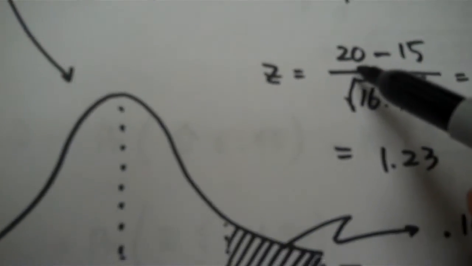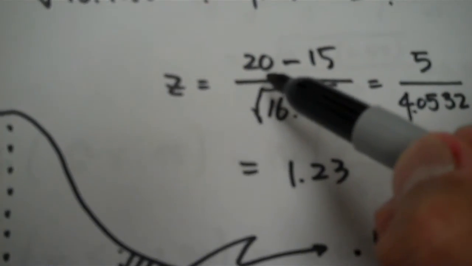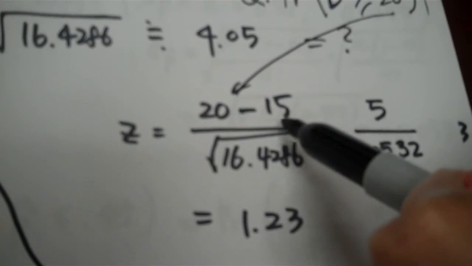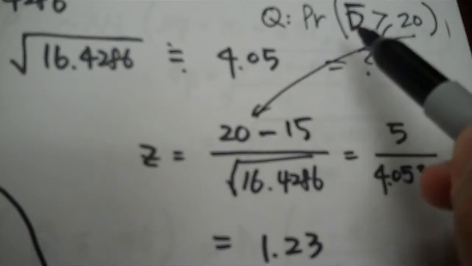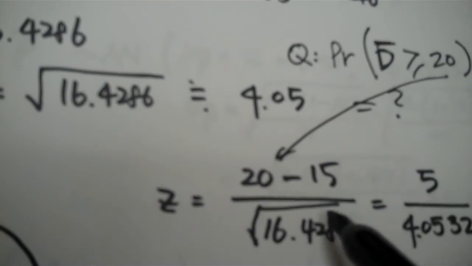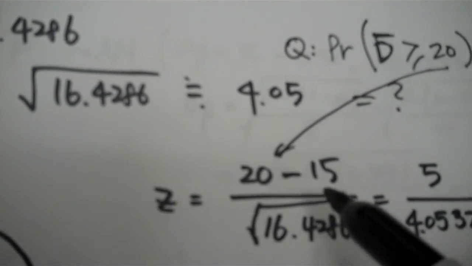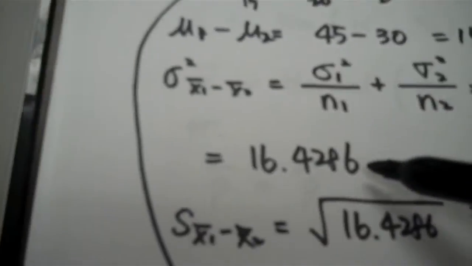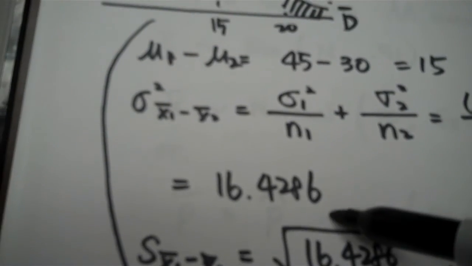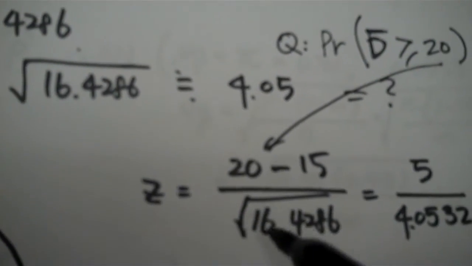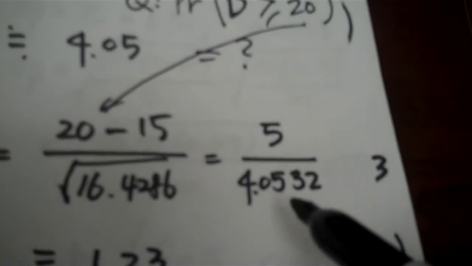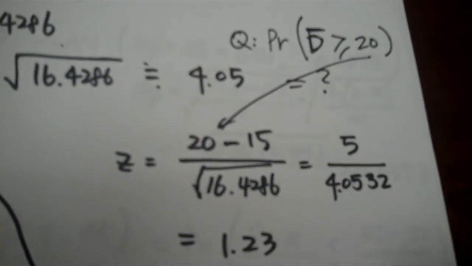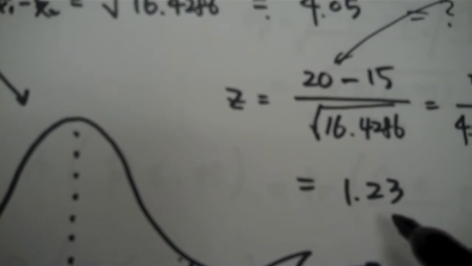If we have to do that, then we have to find the z-score in here. So just put that in here: the 20, that is the actual number we have, minus the mean of the difference, and divide by the standard deviation of that. Actually that one is a variance, so I have to take the square root of that, and we get 5 over 4.0532, and that is 1.23.